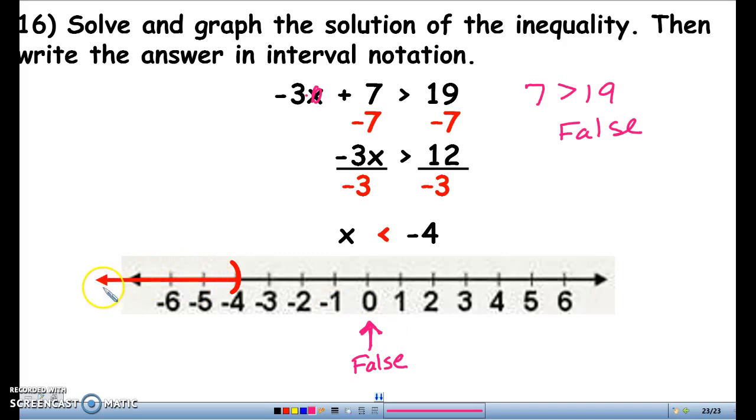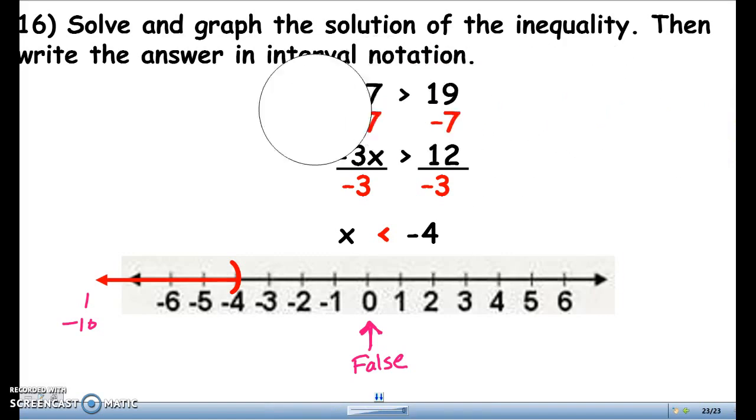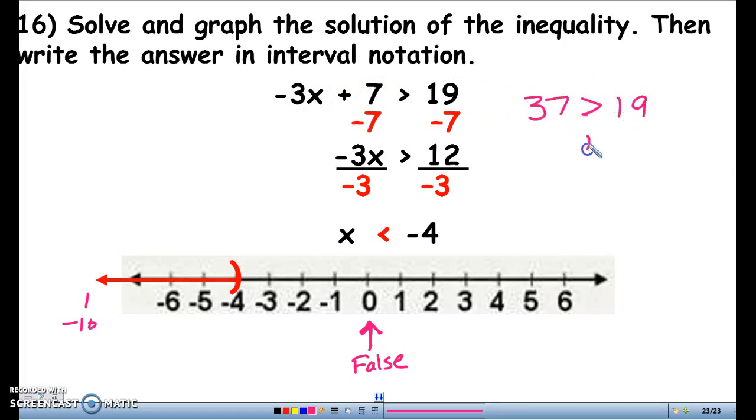I was expecting it to be false. I feel good about my number. You could put -10. That should make it true. If you take -3 times -10, you get +30. +30 plus 7 is 37. That's greater than 19, and that's true. So that's how you check yourself.